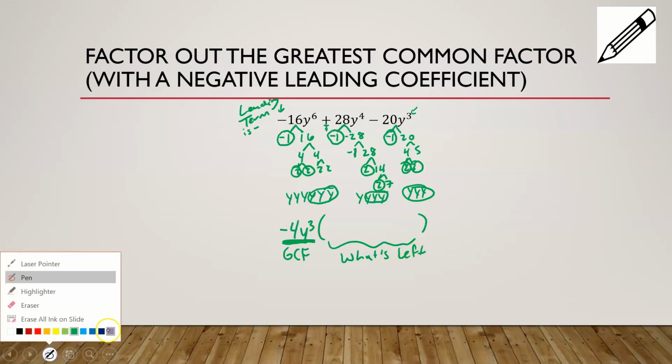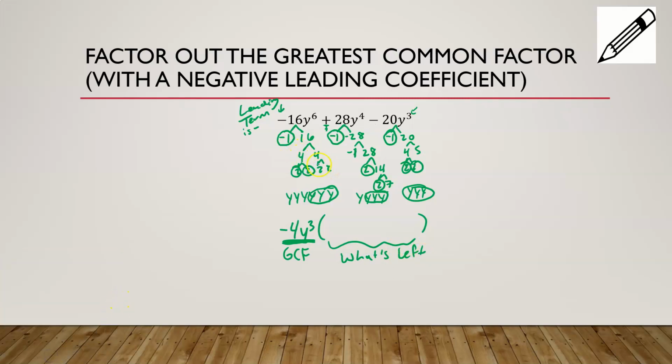So we go term by term. The first term, again, we're only looking at the bottom of the bottom trees. Okay, so I have a 2 times 2, which is 4. Y times y times y is y cubed. Now again, I can even check as I go. That first term, this GCF times the purple, should be negative 16y to the 6. Negative 4 times 4 is negative 16. Y cubed times y cubed is y to the 6.